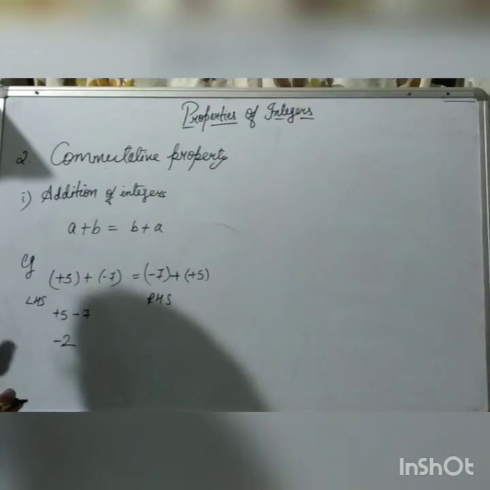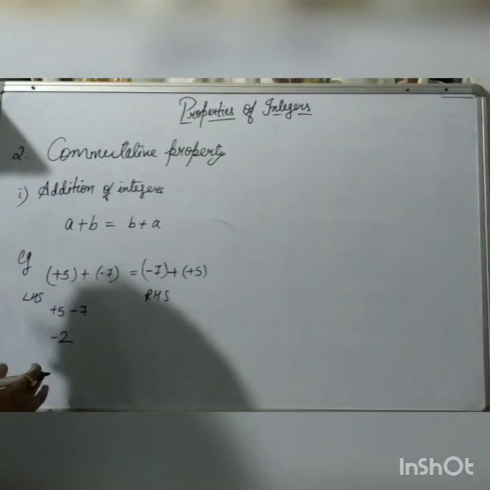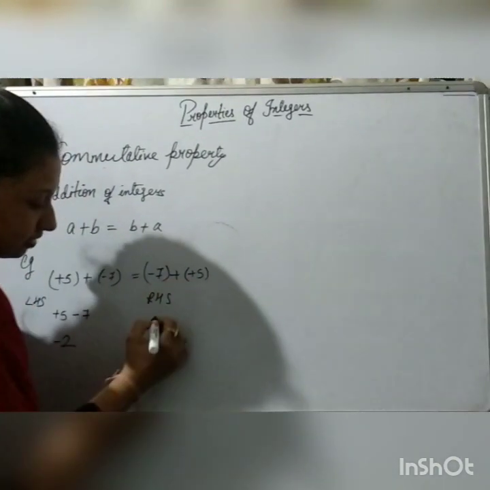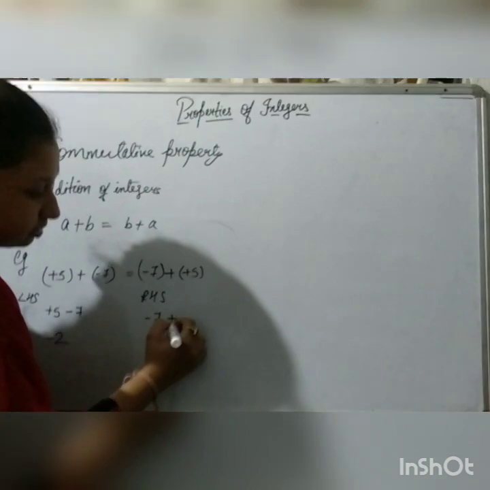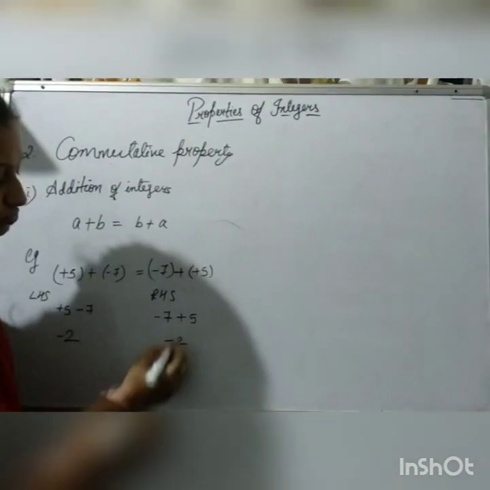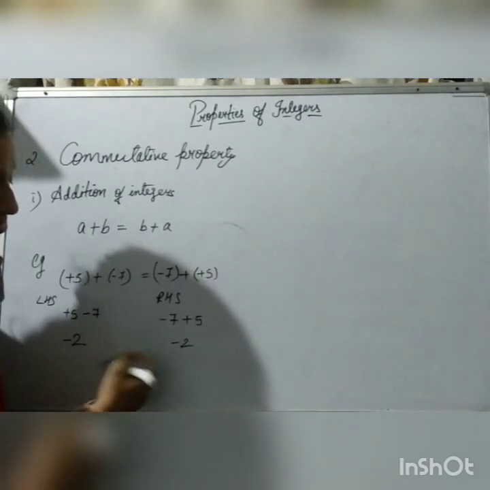It will be same. No change will come in the answer. So if minus 7 and plus 5, minus 7 plus 5, minus 2. Again minus 2 is the answer.